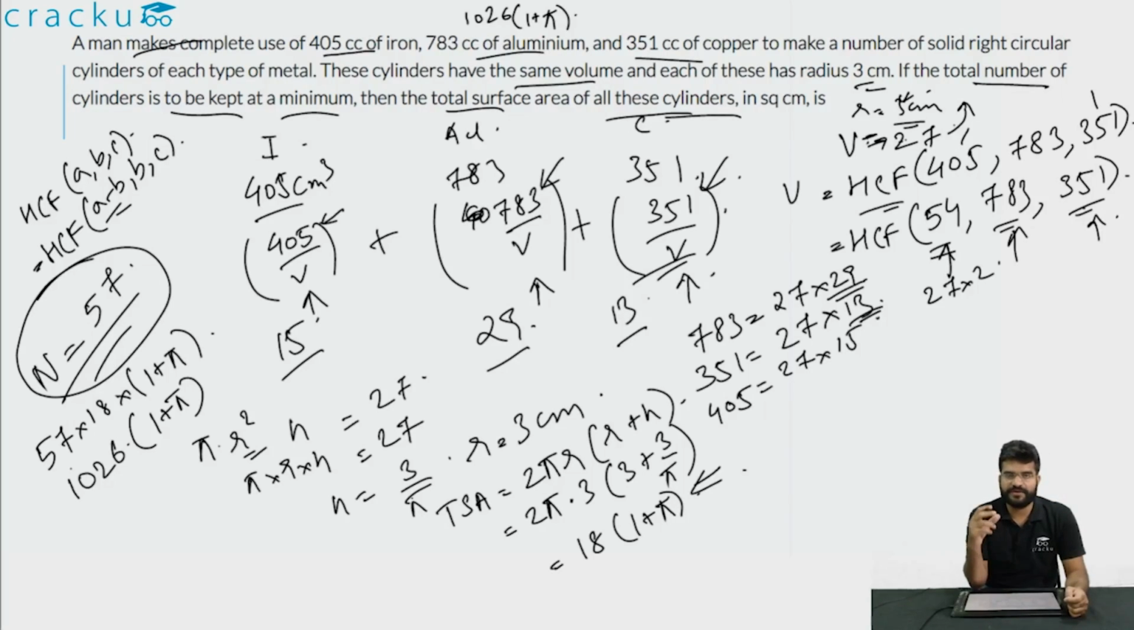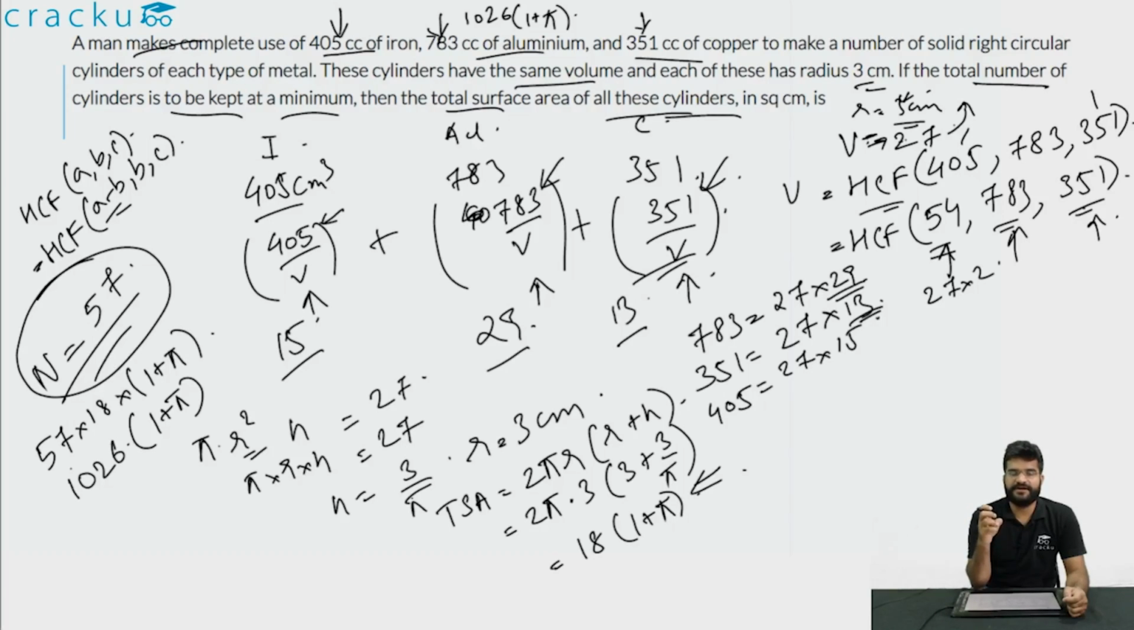So there are two steps in this. First, you have to calculate what is the volume of each of the small cylinders. The volume has to be a factor of each of the three numbers that are given, that is 405, 783 and 351. And it should also be as high as possible, because we want to keep the number of cylinders to be at its minimum.